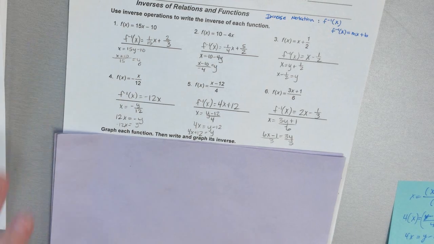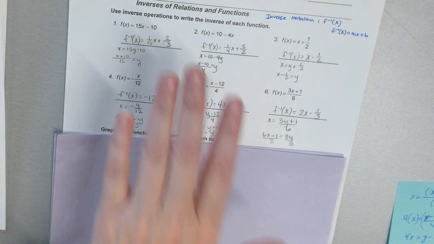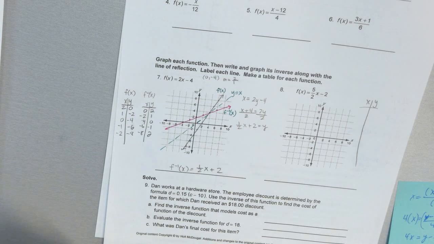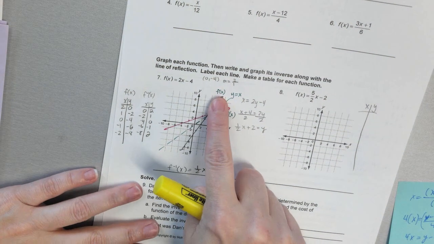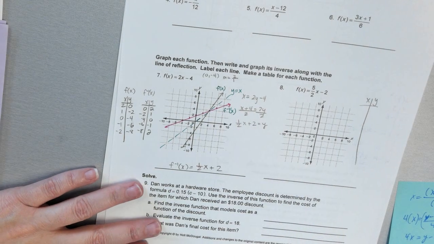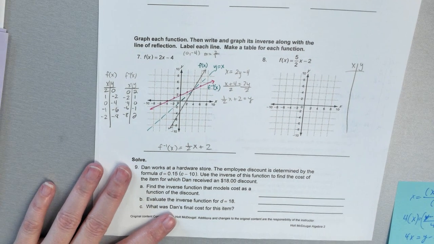Okay, all right, you guys ready for the graphs? Graphing each function, or other ones from 1 through 6? All right, so for these, you had to graph each function and then write and graph its inverse along with the line of reflection. Make sure that you label each line. So you have the function, the inverse, and then the line y equals x.